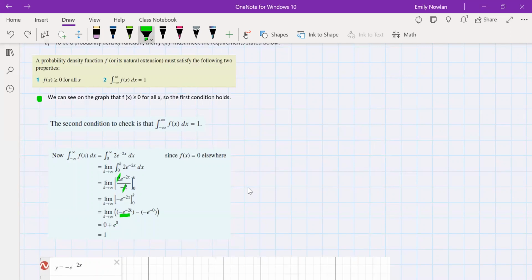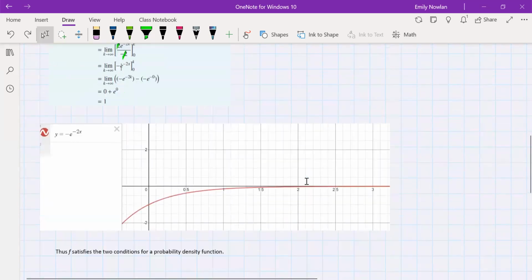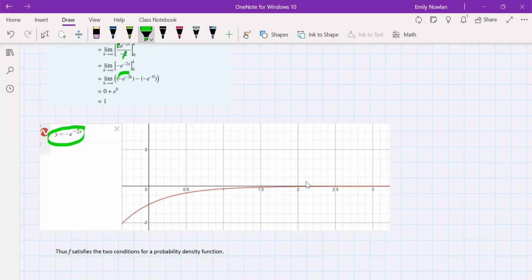What's happening here? What we have to do is worry about what is happening to this function as k is getting bigger and bigger and bigger. And probably the easiest way to do that is to have a look at the graph of it. So here is the graph of minus e to the minus 2x. See, it's the same as that bit there.